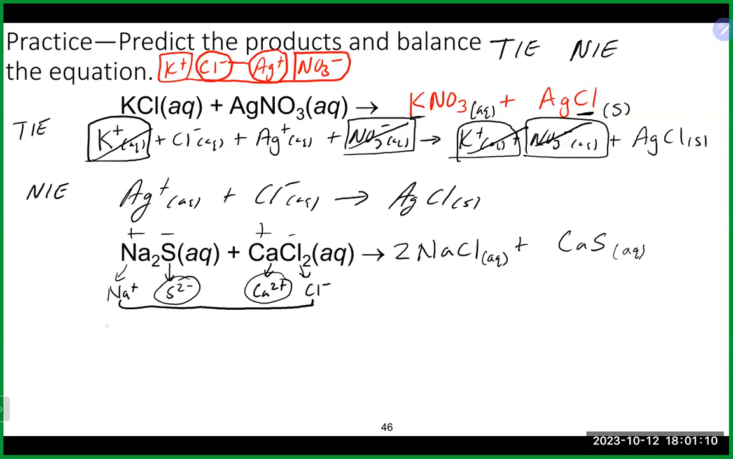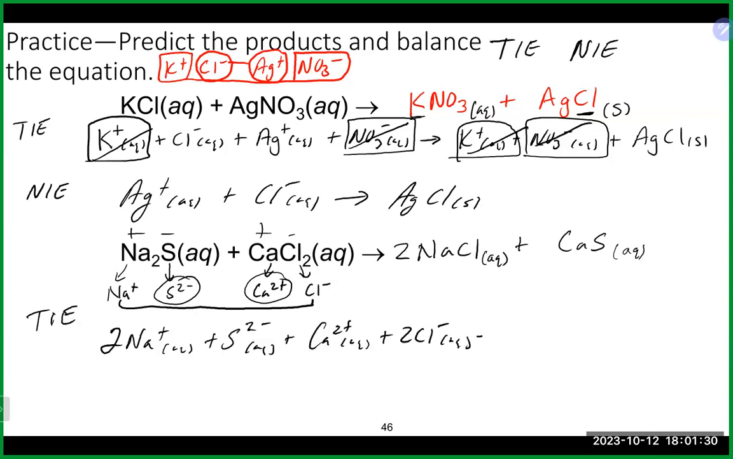If we roll through our total ionic equation here, just to see what happens, we will have our 2Na plus our sulfide plus our calcium, which will break apart, and our two chlorides. Our sodium chloride will have this two get distributed. So two sodiums, two chlorides, and also our calcium here. I'll just go underneath since I ran out of room. Calcium and our sulfide.